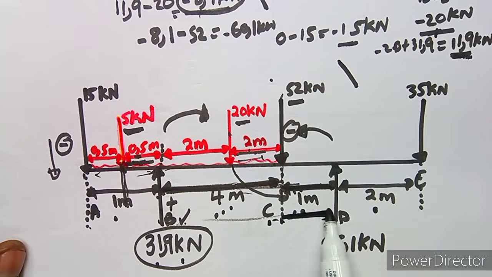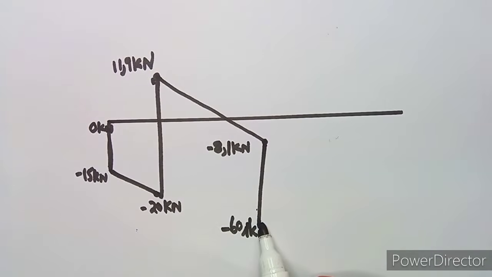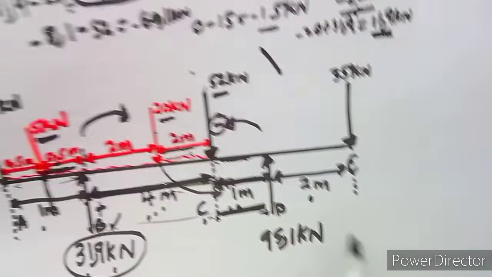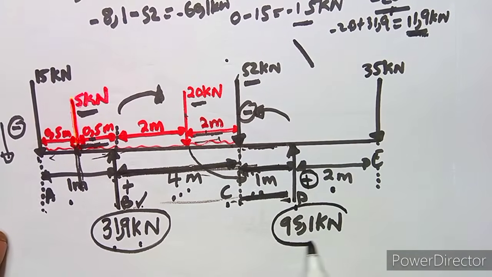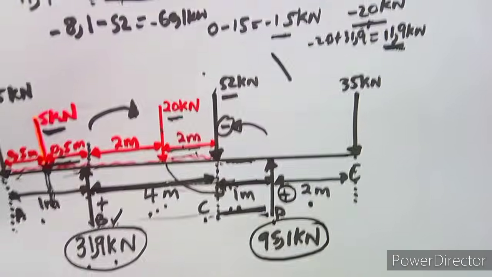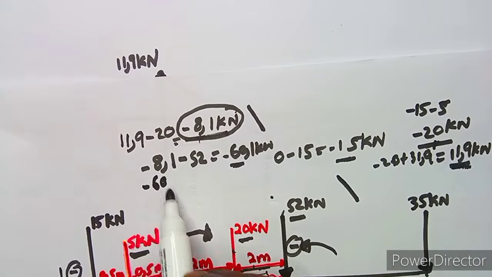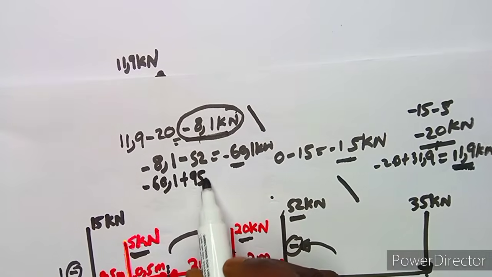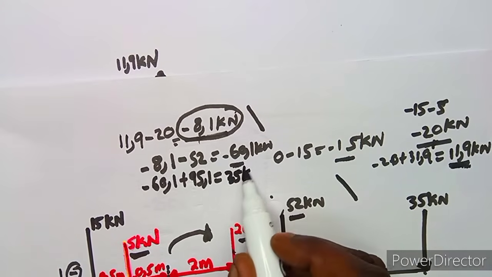There's 1 meter between there, and there's no distributed load, so we just move a horizontal line, 1 meter. Then at D, it's a support and it's a positive force going up, so you're going to add 95.1 to where we are at minus 60.1, because this is the same force throughout here. If we add 95.1, we are going to obtain 35 kilonewton.